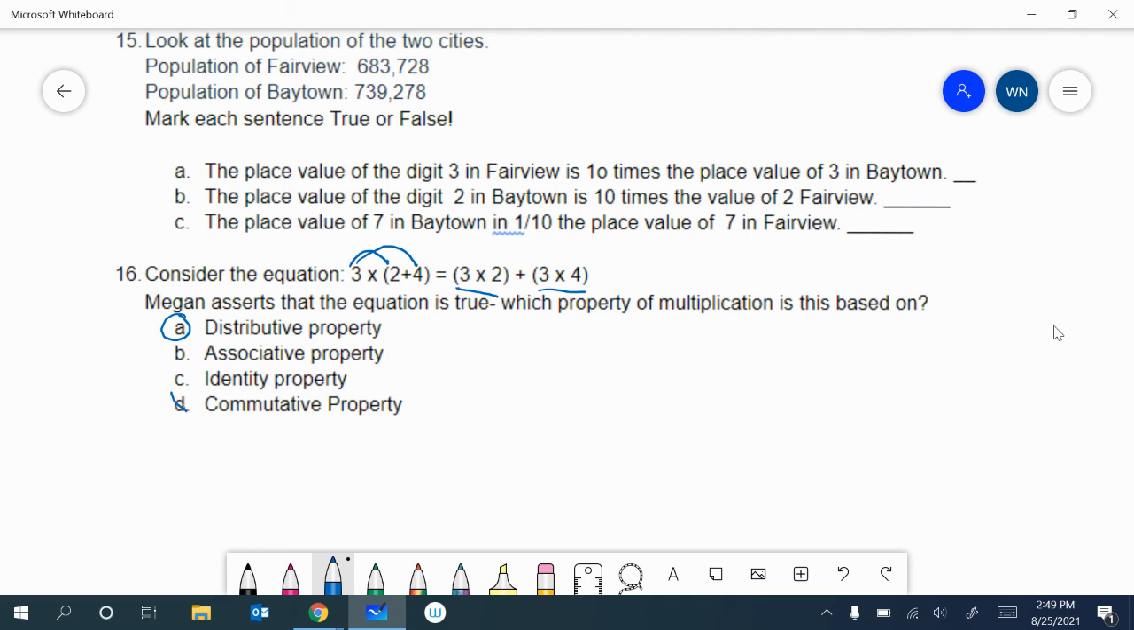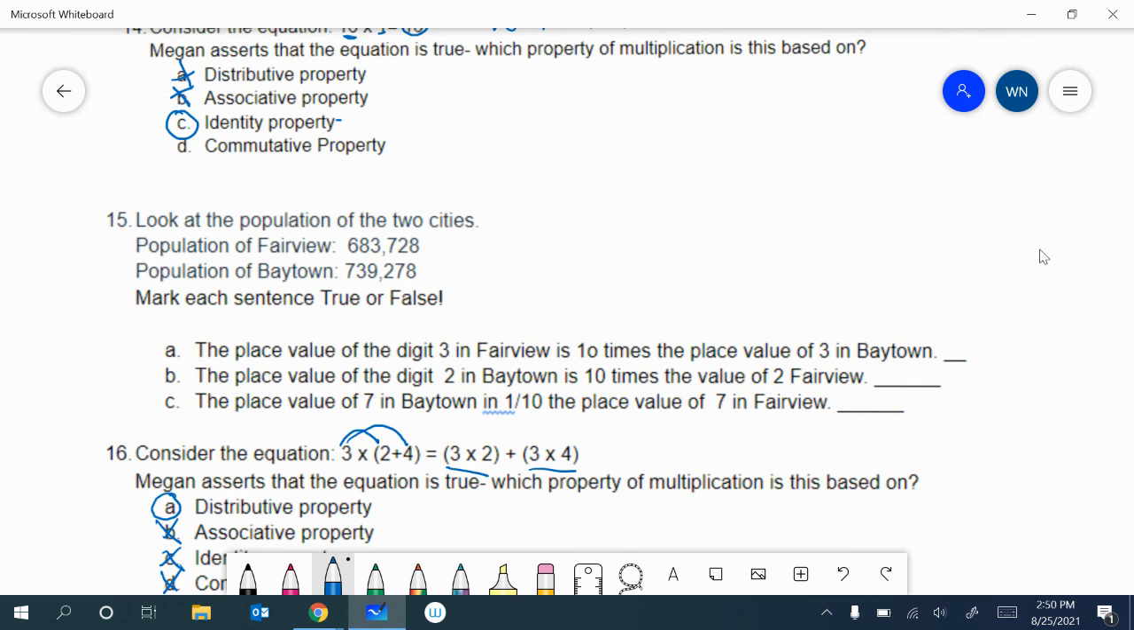Remember, commutative is flip-flop those factors. Identity is when you multiply by 1 or add 0. And associative is when you're changing the grouping order, which we really didn't do because we distributed the 3. So our answer is A. All right, let's go back up to number 15. Look at the population of the 2 cities. We have Fairview with 683,728 people, and Baytown with 739,278 people.